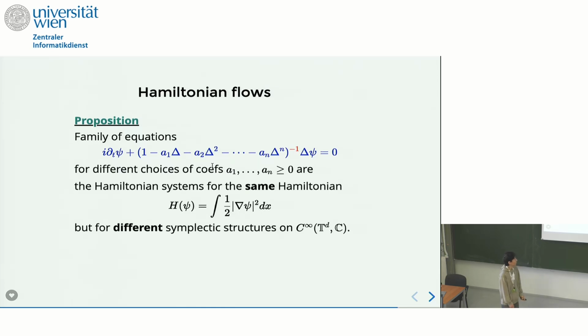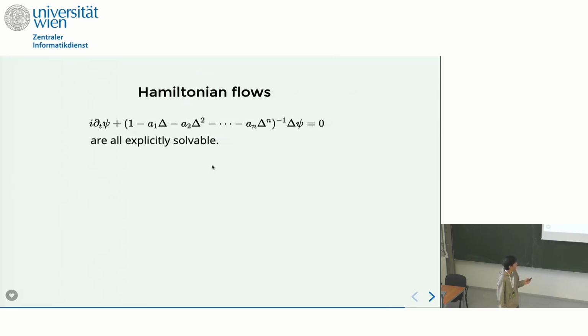The area of the Hamiltonian system was the same Hamiltonian equation, but with respect to different symplectic structures on this function space. And actually, all these equations are explicitly solvable.